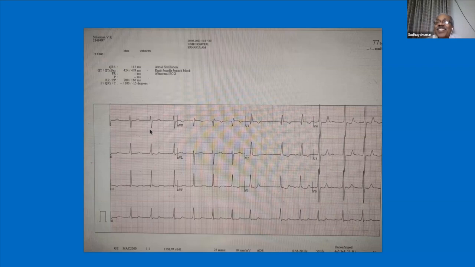So why do you say it is atrial fibrillation to start off? There is no P wave. Second, the RR intervals are irregular, and probably you can see fine fibrillary waves in V1.